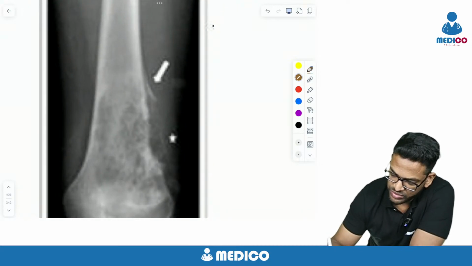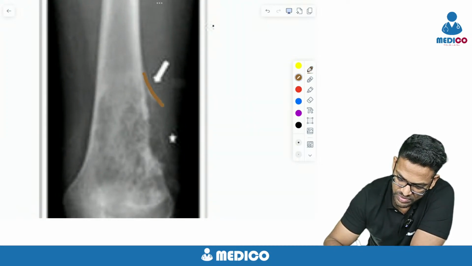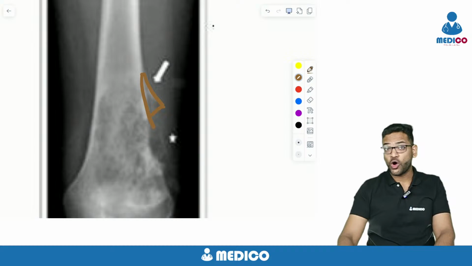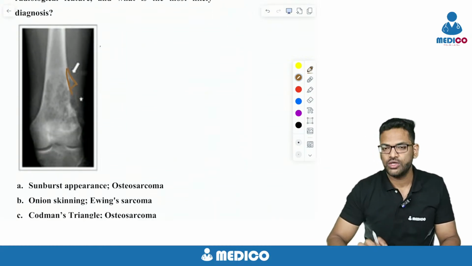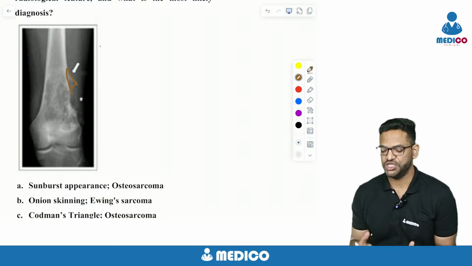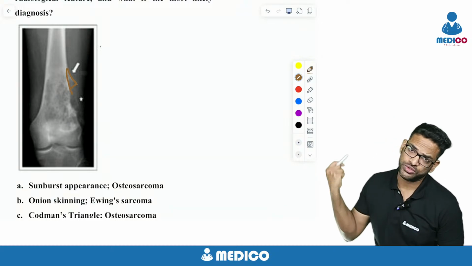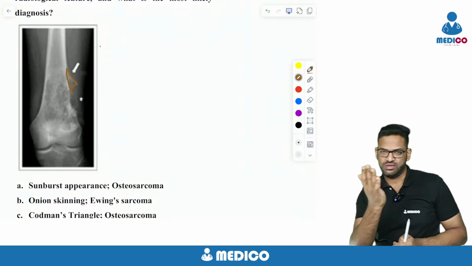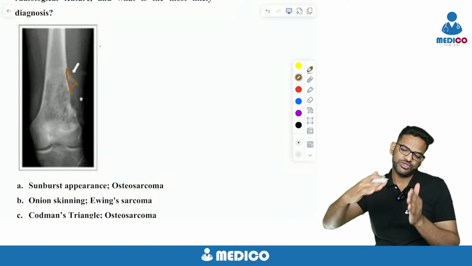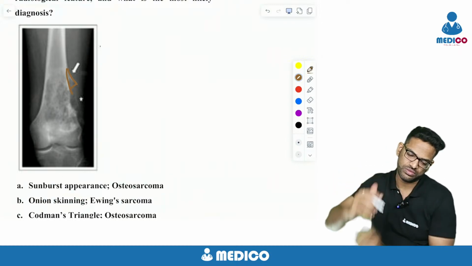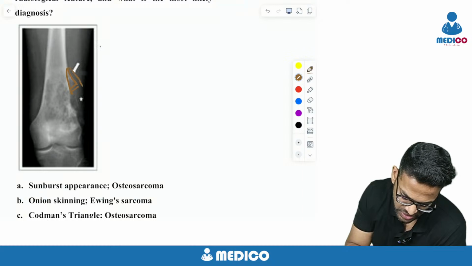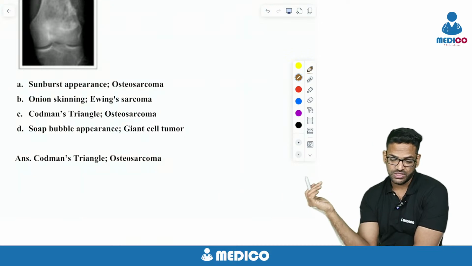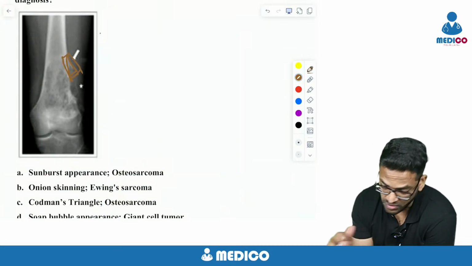I'm going to draw a triangle here. Now, Codman's triangle is something you see in an aggressive bone lesion when it lifts up the periosteum so much and so fast that you can see it as a triangle at the base of the bone, like here, this triangle. That's about it. And osteosarcoma is one of those lesions which can have the Codman's triangle.